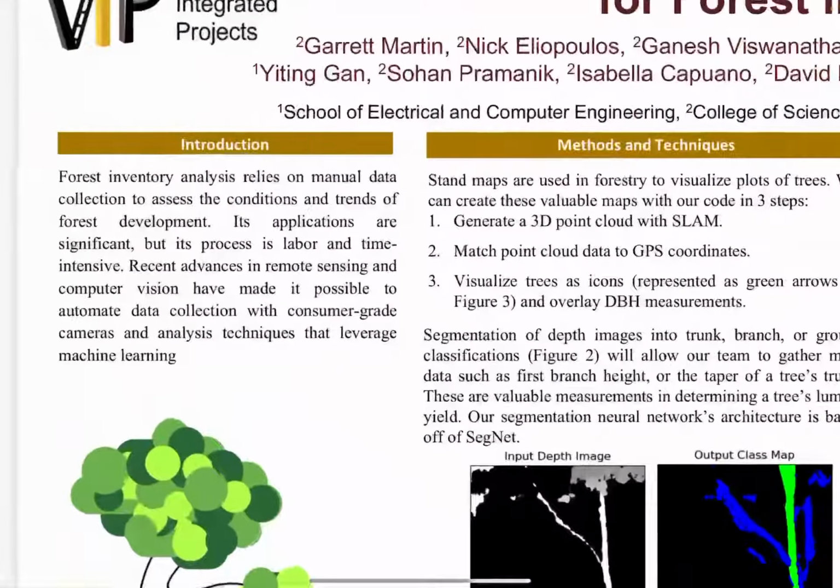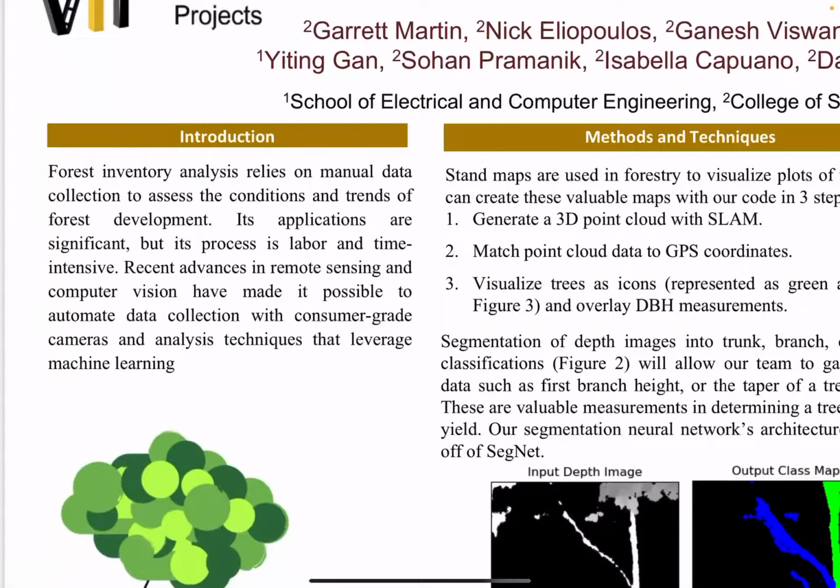Jumping over to the introduction, it reads: Forest inventory analysis relies on manual data collection to assess the conditions and trends of forest development. Its applications are significant, but its process is labor and time intensive. Recent advances in remote sensing and computer vision have made it possible to automate data collection with consumer-grade cameras and analyze techniques that leverage machine learning.